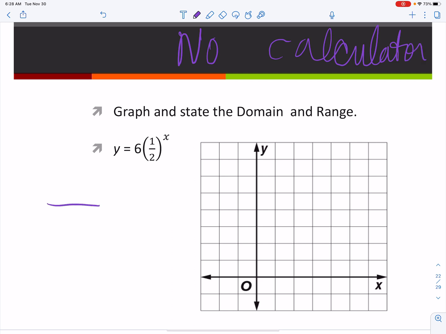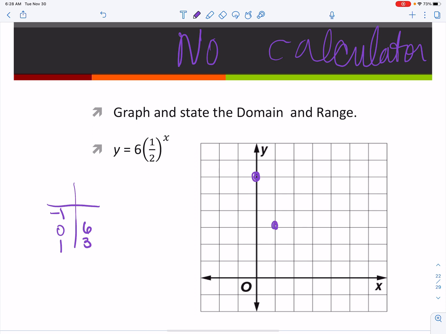All right, so I would start with 0, and I would put in 1, and I would put in a negative 1. If I put in 0, my answer is 6, so I have a point at 0, 6. If I put in 1, my answer is 3, so I have a point at 1, 3. This has an asymptote at the axis, and if I put in a negative 1, my answer is 12, which is off the page, which is okay.